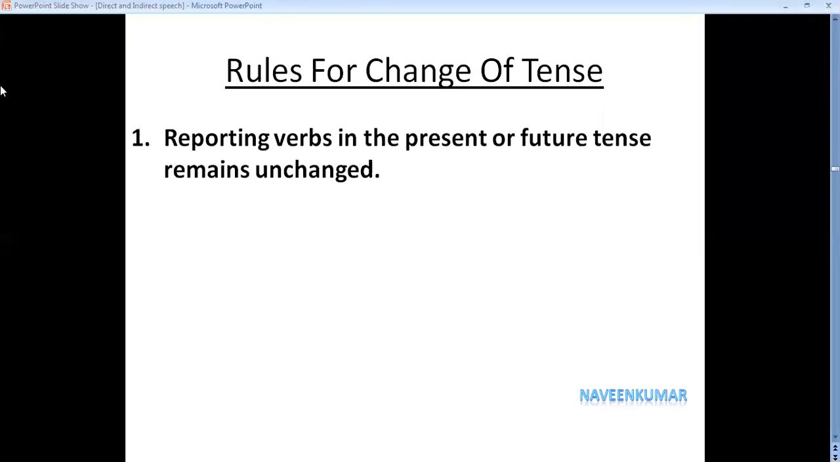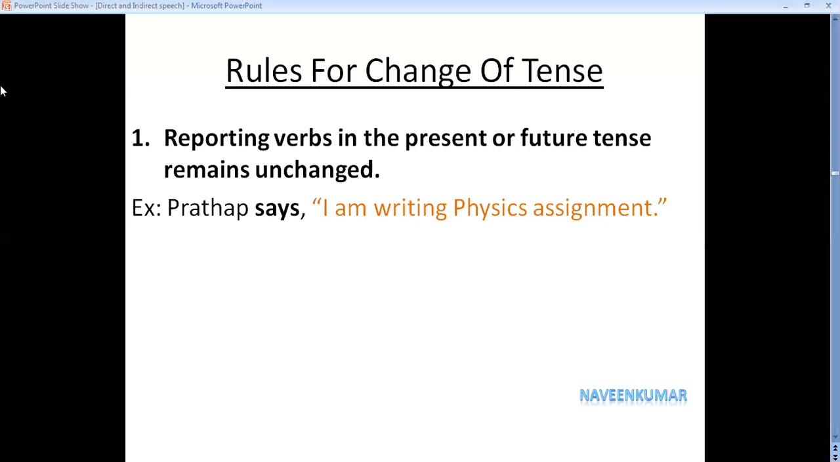The first one: reporting verbs in the present or future tense remain unchanged. If the reporting verbs are in present or future tense, then the tense of the direct speech, the tense of that statement, is not changed. For example, Pratap says, "I am writing physics assignment."